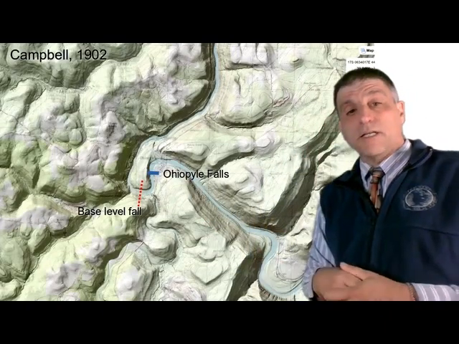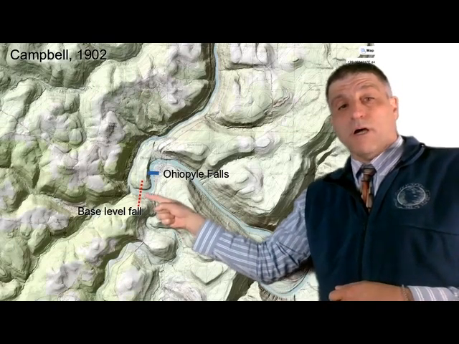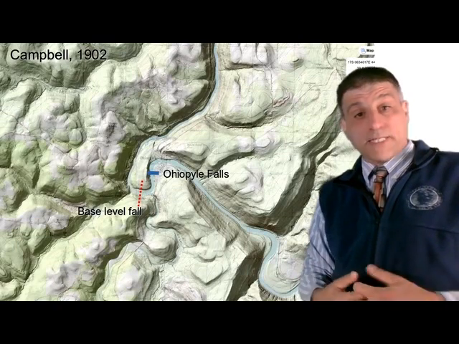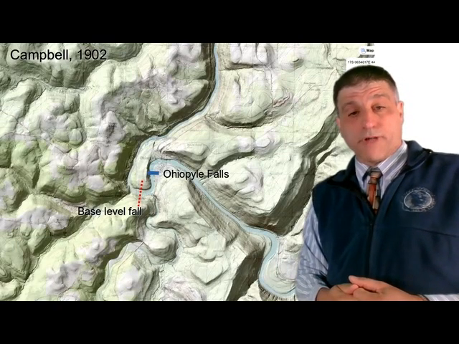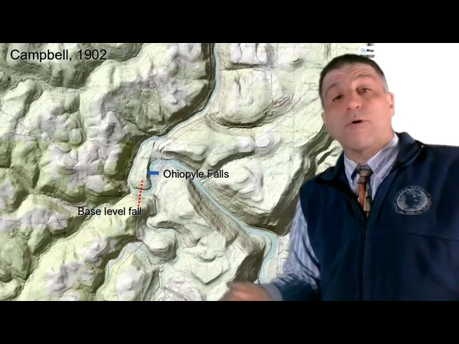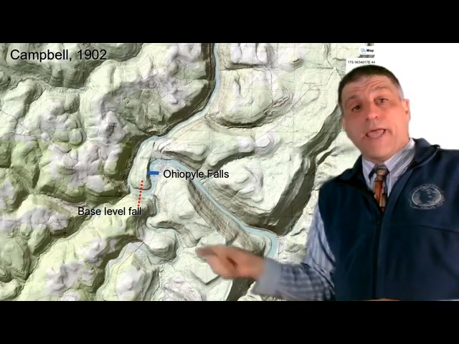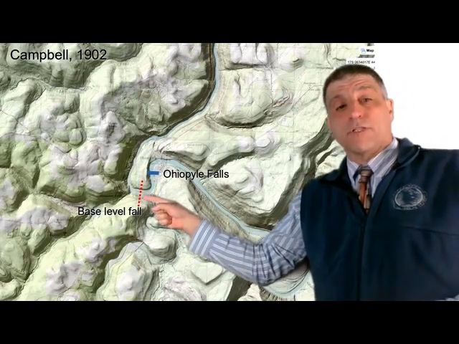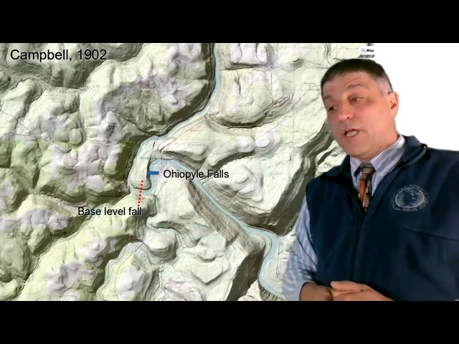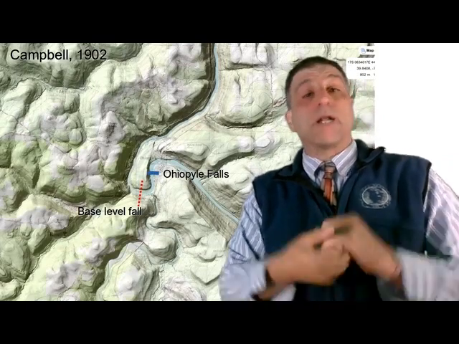In this idea, this breaching of the ridge right here at this red line would represent a major base level fall in the system, right? And that base level fall would have been where Ohiopyle Falls was born. And Ohiopyle Falls, after it's born, migrates upstream to its current location. So this is one idea that explains not only the formation of Ferncliff, but also the formation of Ohiopyle Falls.